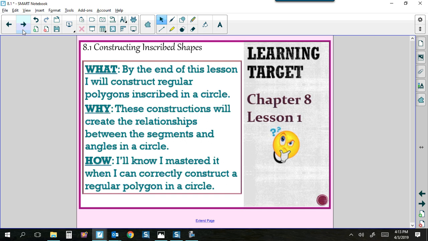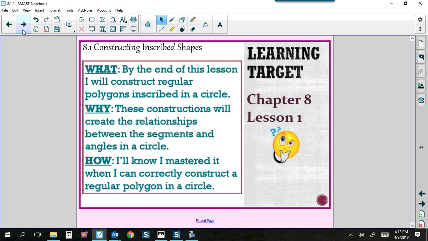So today we are looking at 8.1, constructing inscribed shapes. What are you learning? Well, by the end of this lesson, you will be able to construct regular polygons inscribed in a circle. Why? Well, these constructions will create the relationship between the segments and the angles in a circle. How will you know it? Well, you'll know you've mastered it when you can correctly construct a regular polygon inside of a circle.